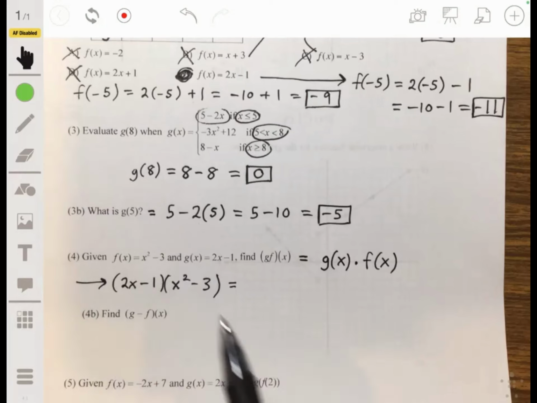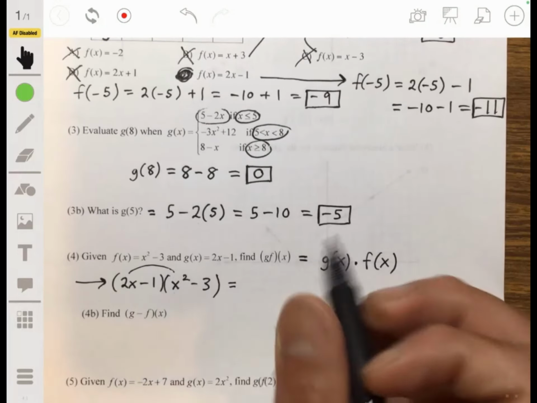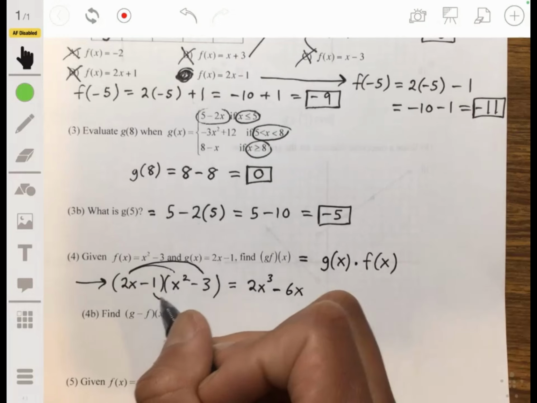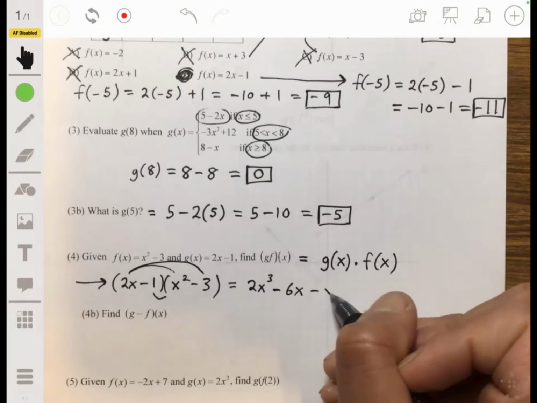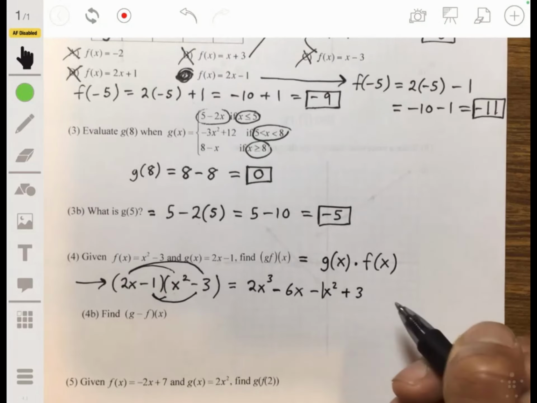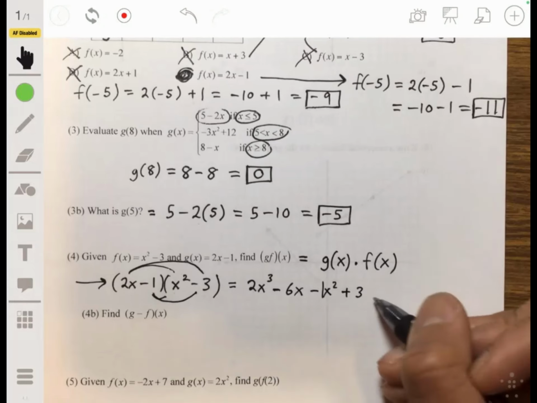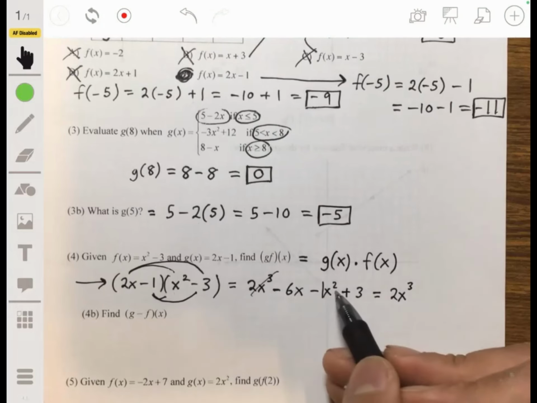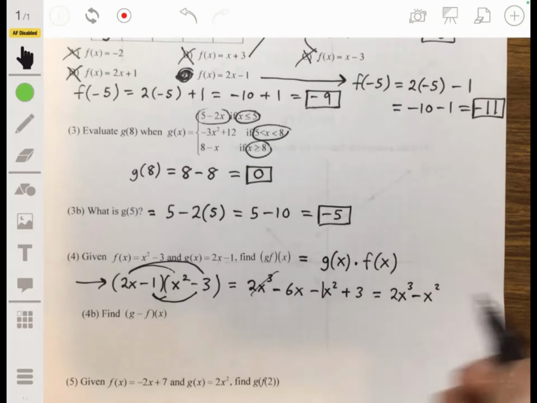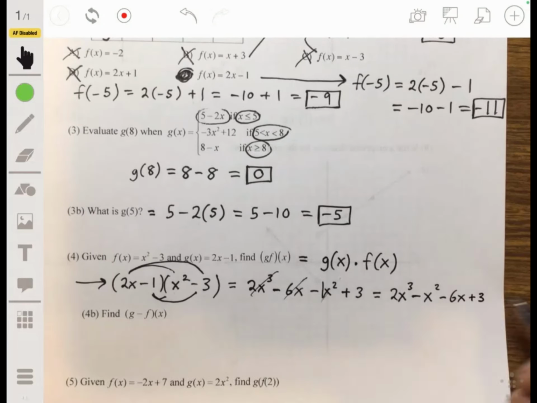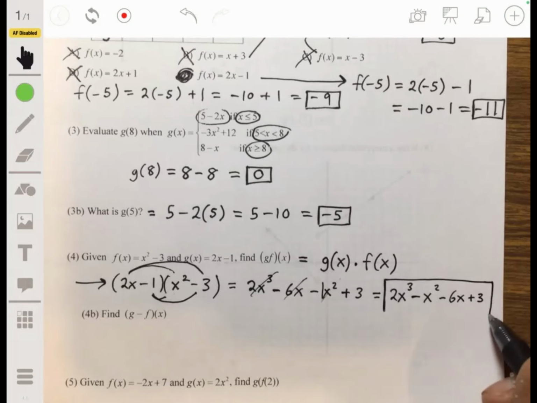And for this, we just have to make sure we distribute. So 2x times x squared will give us 2x cubed. 2x times a minus 3 is minus 6x. -1 times an x squared is minus 1x squared, or just minus x squared. -1 times a -3 is plus 3. And just to put it in standard form, we're going to write 2x cubed minus x squared minus 6x plus 3. There are no like terms, so we can't combine anything, and this is just going to be our answer.